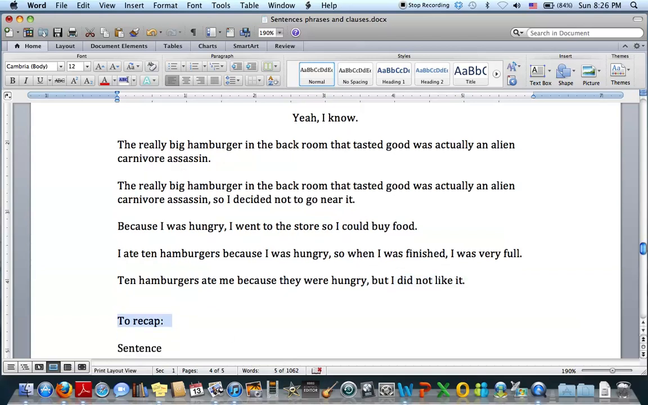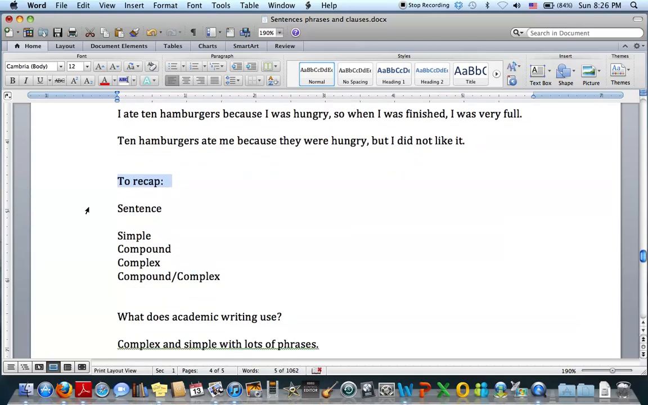So, to recap, a sentence. A sentence, easy enough, is a group of words with at least one independent clause that can be stated by itself. It can contain several phrases and clauses. We have four types. Simple. A simple sentence just has one independent clause. It can have several phrases, but only one independent clause.